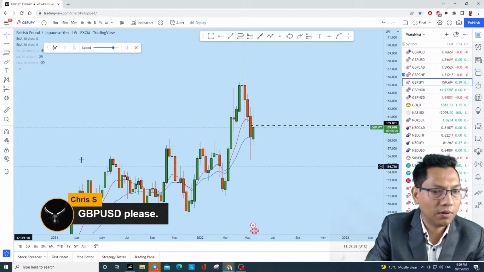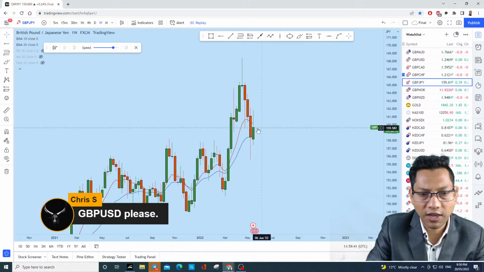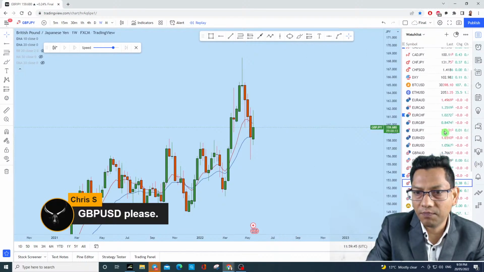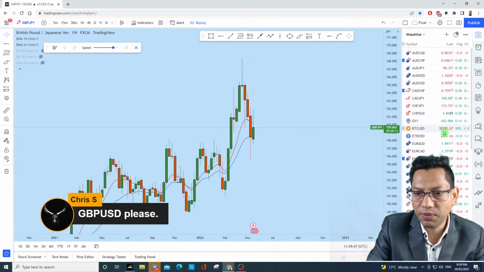This week it might close somewhere here. It might go sideways. It may not move much. Better, I'll be looking more at GBPUSD rather than GBPJPY.